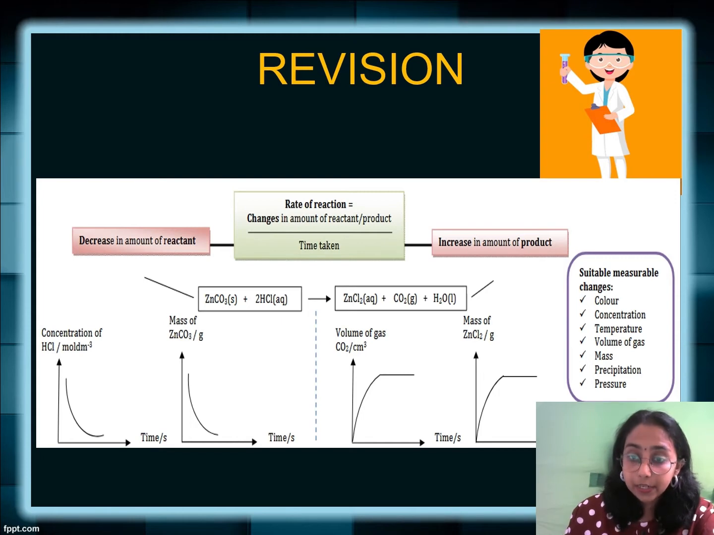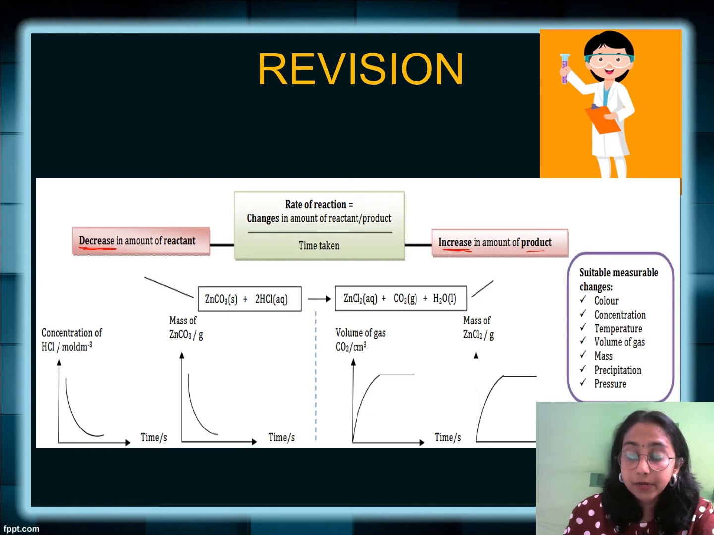So in any chemical reactions, the reactant will react. When the reactant reacts, the change that you will observe is the decrease in the amount of reactants. Regardless of whatever type of reaction that is, always the change that you will observe in the reactants is that the amount will decrease, and in return the amount of product will increase. Okay, this is a common change that occurs in any chemical reactions. So how we define rate of reaction is we are measuring the changes in the amount of reactant or product based on time taken.